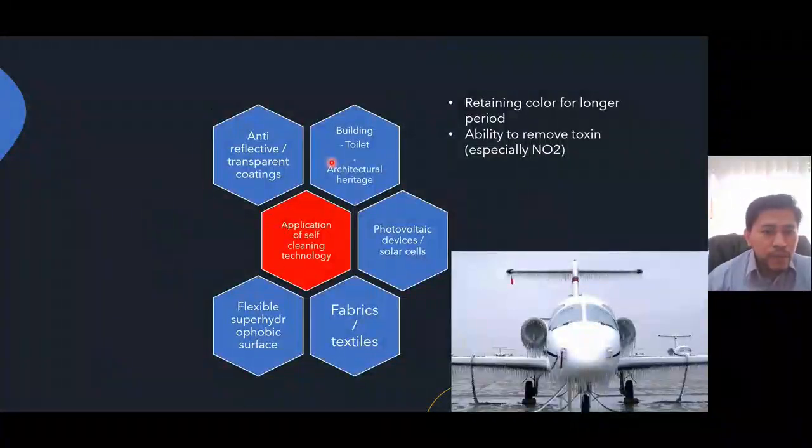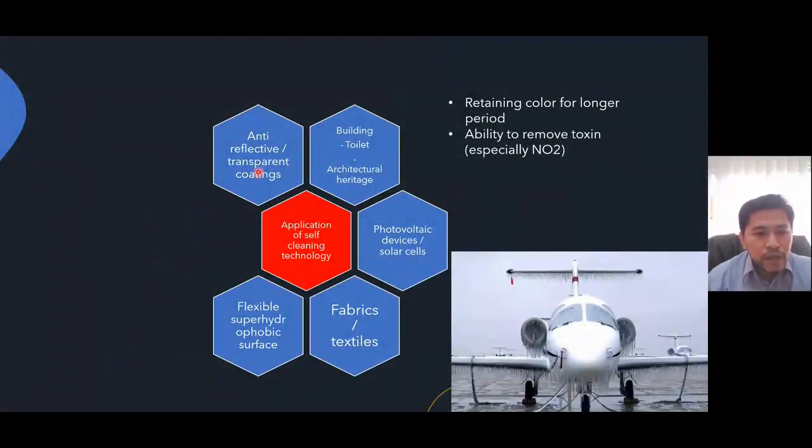Here we have some examples of application of self-cleaning technology. We can apply it as an anti-reflective or transparent coating, and for the use of buildings, heritage buildings especially, for self-cleaning toilets, for architectural heritage, for photovoltaic devices, solar cells. Also, we can use the self-cleaning technology to fabricate self-cleaning fabrics and textiles, and also for flexible super hydrophobic surfaces.